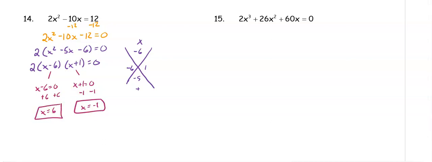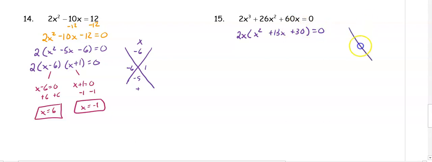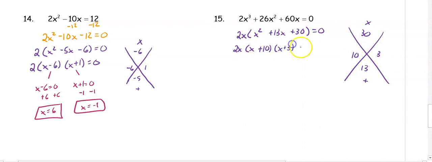For our last problem, it is not x cubed, so our GCF is 2x because we also need to get an x out of each term. So 2x, when we divide, we get x squared plus 13x plus 30 equals 0. So we need two numbers that multiply to 30 and add to positive 13. So it's not like the problem we did in 13 where we're multiplying to a negative. We're multiplying to a positive. So 2 and 15 are not going to work this time. Instead, we want to use 10 and 3. So we would have 2x times x plus 10 times x plus 3 equals 0.